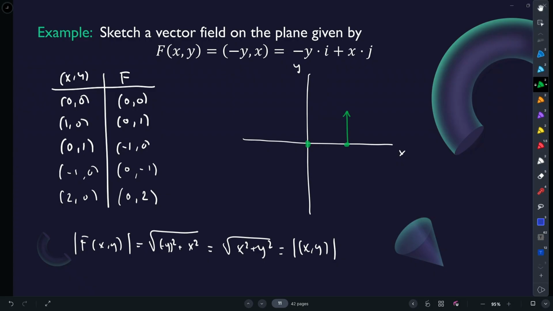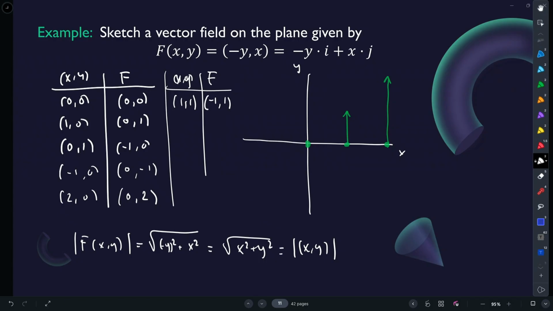I already see that this is not going to look great. I'm going to put already something else here. At 2, 0 is there. At 1, 1, what happened at 1, 1? What is f of 1, 1? It goes to minus 1, 1. So over here, it points to minus 1, 1.